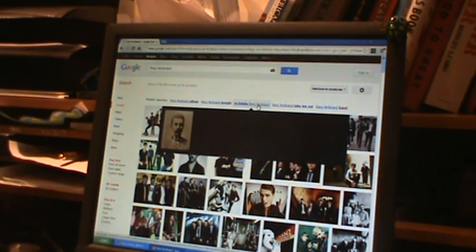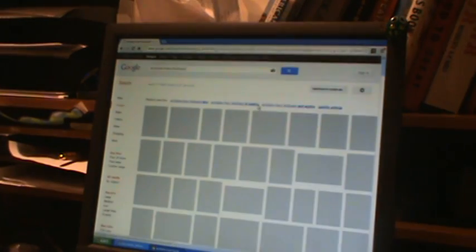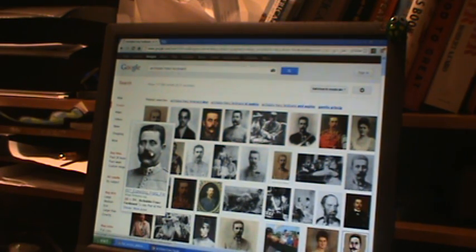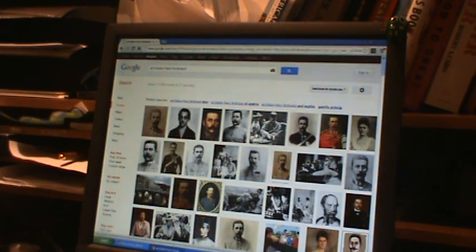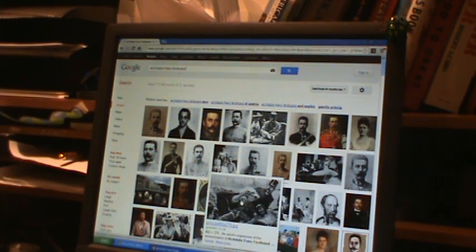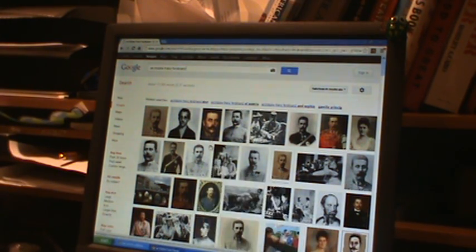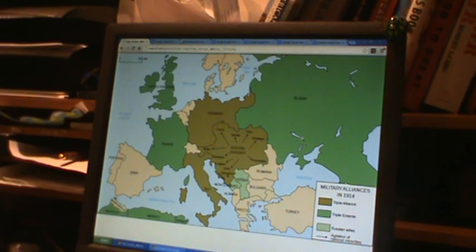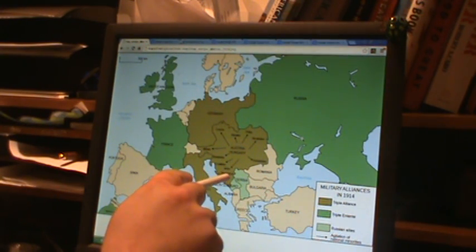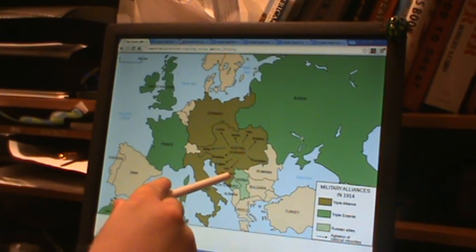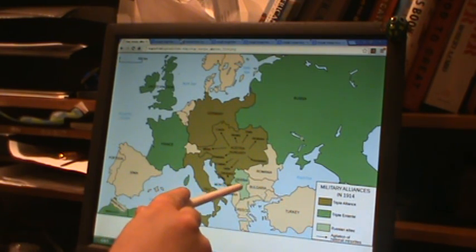Not the band, of course, but this guy. There's Franz Ferdinand. Franz Ferdinand was assassinated in Sarajevo by this guy, Gavrilo Princip, who was a Serb nationalist. Let's go back to the map. The heir to the Austro-Hungarian throne gets murdered in Sarajevo by a Serb nationalist.